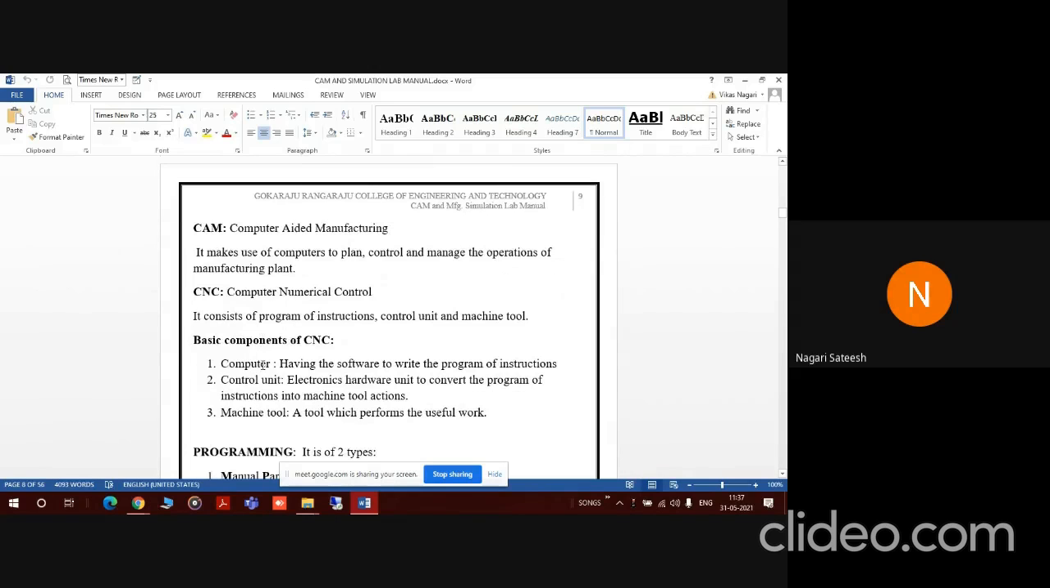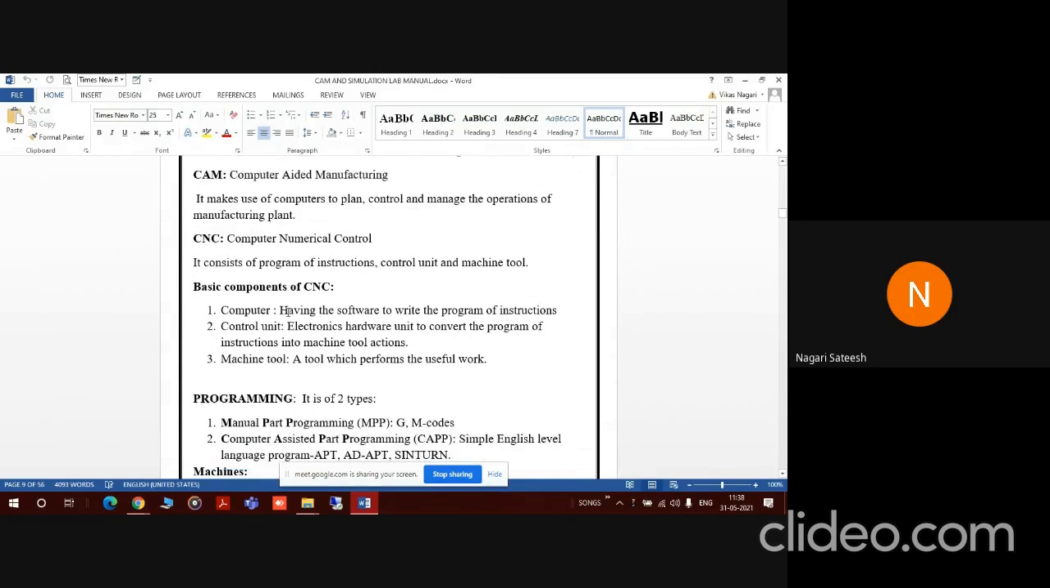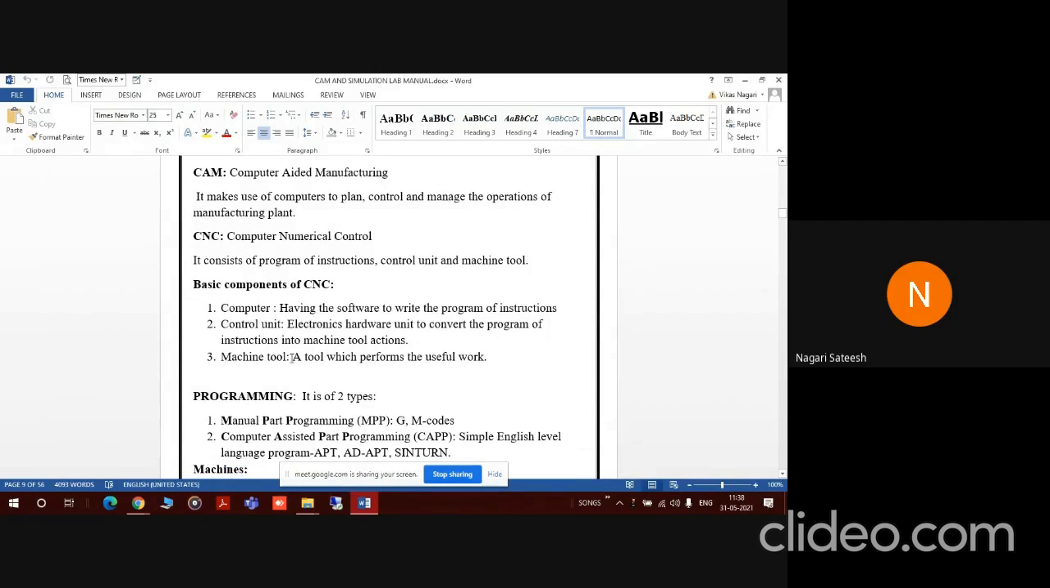This is computer numerical control, which is a part of computer-aided manufacturing. CNC is one of the activities of computer-aided manufacturing. So what are the basic components of CNC? Computer, control unit, machine tool.